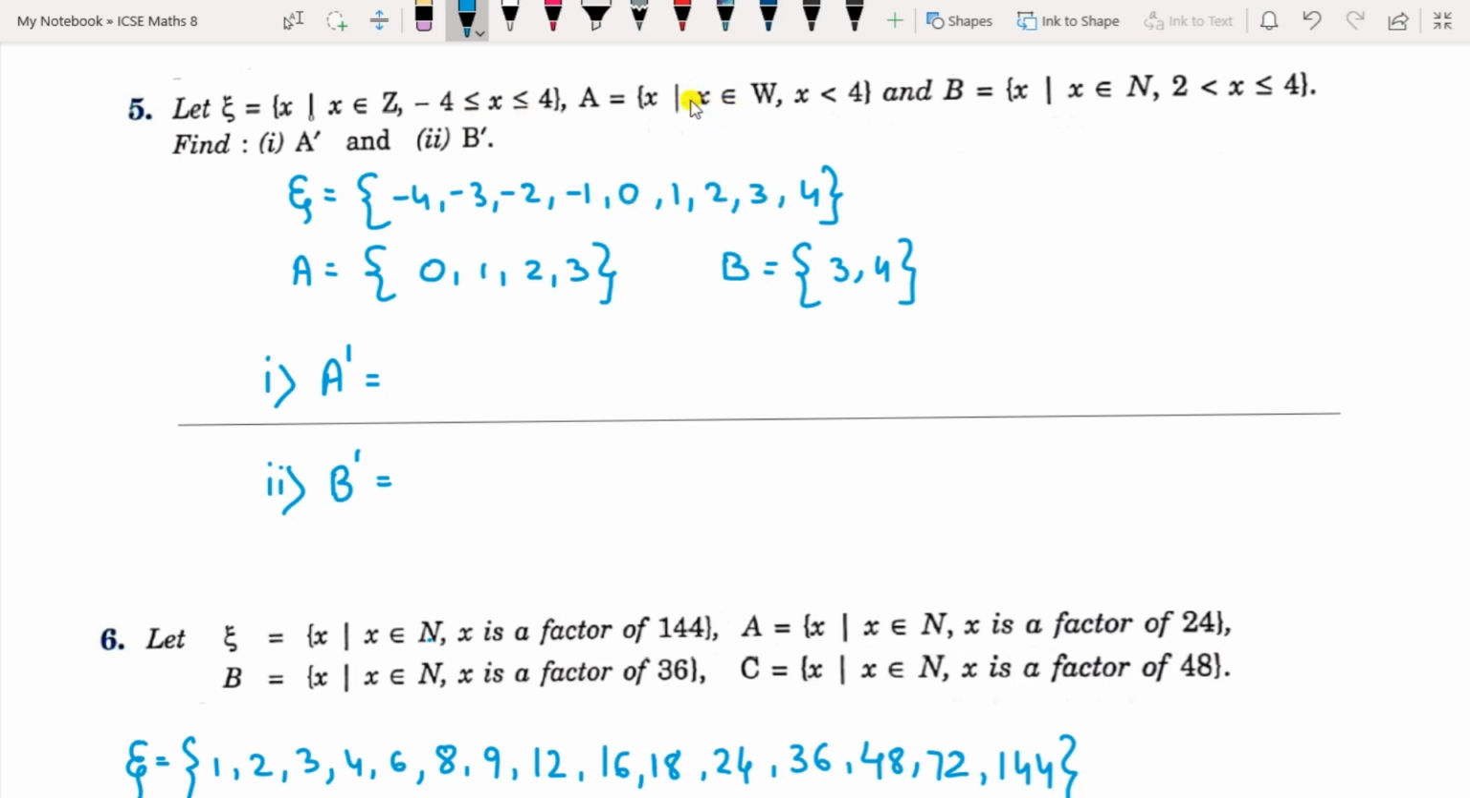Then A is x such that x belongs to W such that x is less than 4. So W starts from 0, and less than 4 means you have to write up to 3.